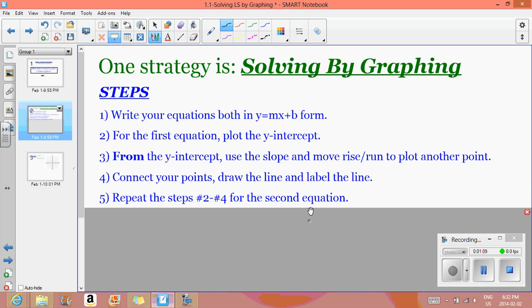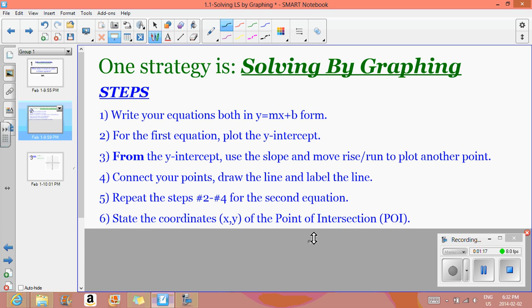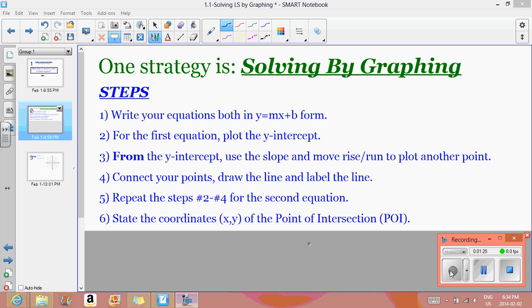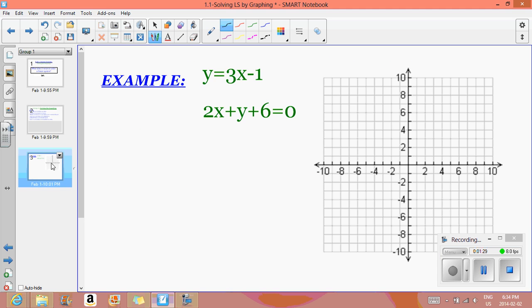You're going to repeat those same steps, 2 to 4, for the second equation. So now at this point you should have 2 lines graphed and labeled. Once you've graphed both of them, then you're going to state the coordinates, which should be x comma y, for the point of intersection. With those steps, you want to make sure that they end up on your summary sheet. And now we're going to do an example, which should also be able to fit there.